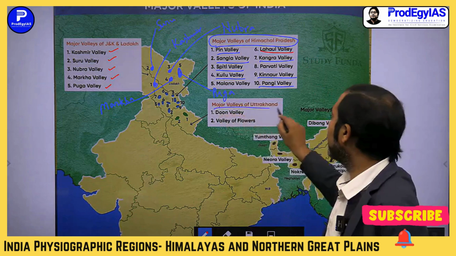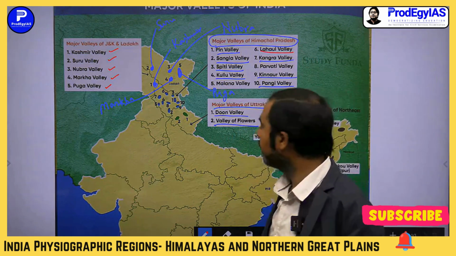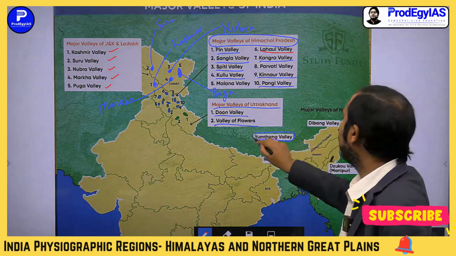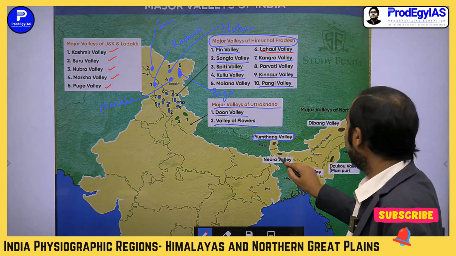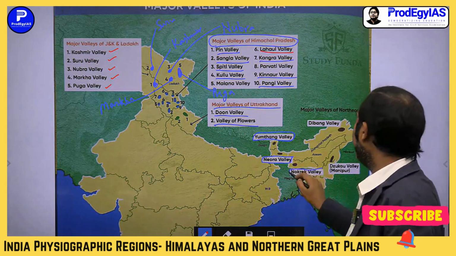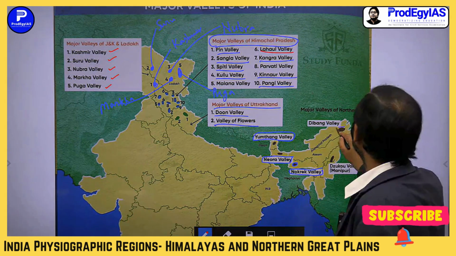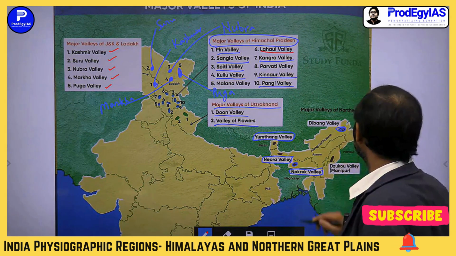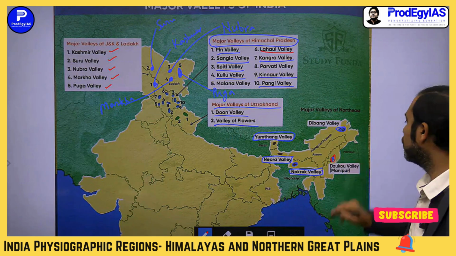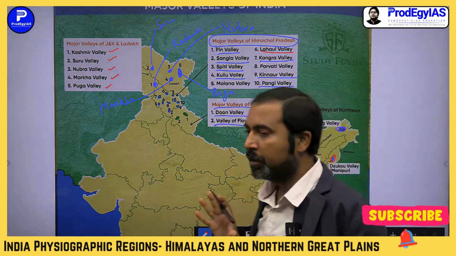Major valleys of Uttarakhand, you know that this is Doon Valley and Valley of Flowers. Okay. Then in the Sikkim region, a very important valley, Yumthang Valley, and in the northern West Bengal region, Neora Valley, Nokrek Valley in Meghalaya. Okay. Then Dibang Valley in Arunachal Pradesh. Then Dzukou Valley in Nagaland. This is the Dzukou Valley. So they are the valleys of the Himalayan region, right?